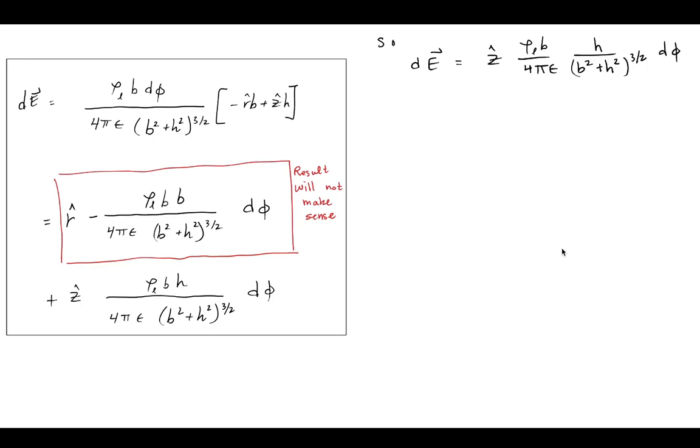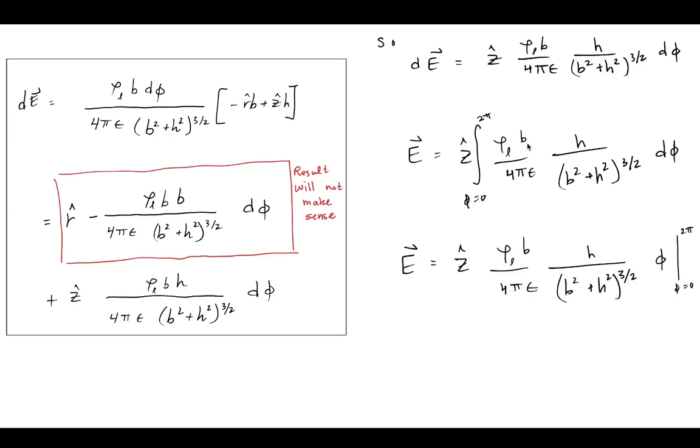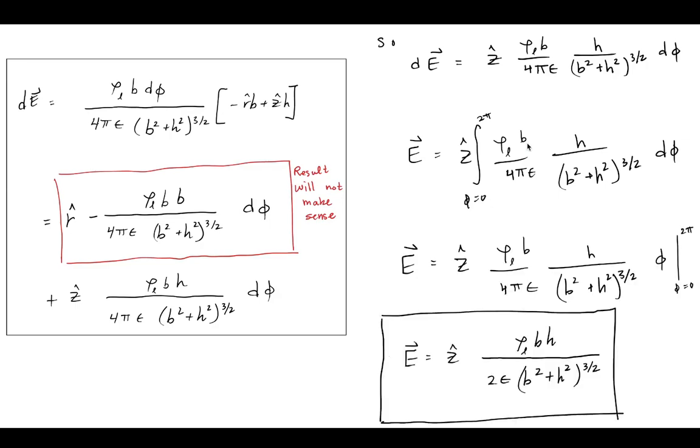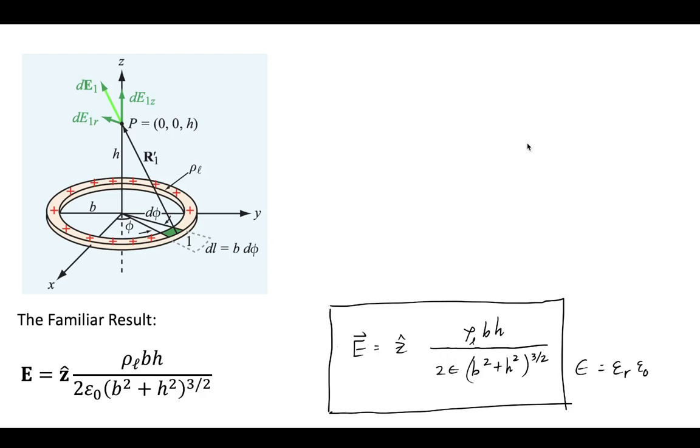And so this result that didn't make sense before, when we arrived here, we were wondering, what's the deal with this r hat term? Shouldn't that be gone? Well, we can see now that it will be gone, and that we only need to integrate the z hat term here. Doing that integral from phi equals 0 to 2 pi and evaluating, we arrive at this final result. In fact, this is only in the z hat direction, and we can see that this result is familiar.